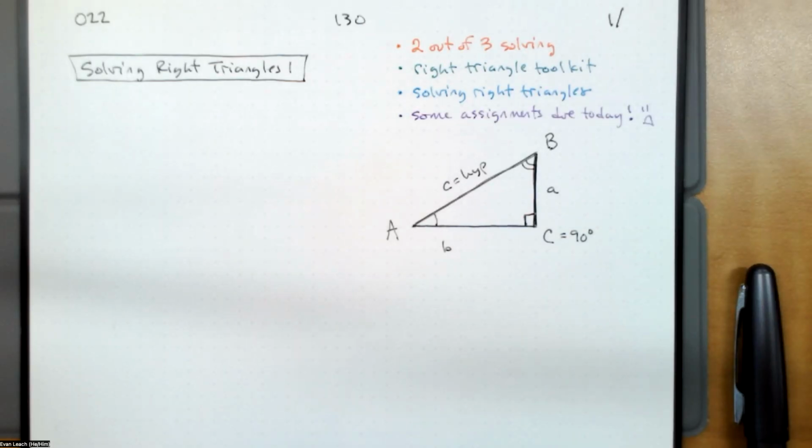Let's talk about the game that we want to learn to play this week, which is called Solving Right Triangles. This is a subcategory of the game Solving Triangles. We start playing the game Solving Triangles by solving right triangles. This is phase one, level one of the game Solving Triangles. We have a bunch of tools at our disposal for solving triangles.